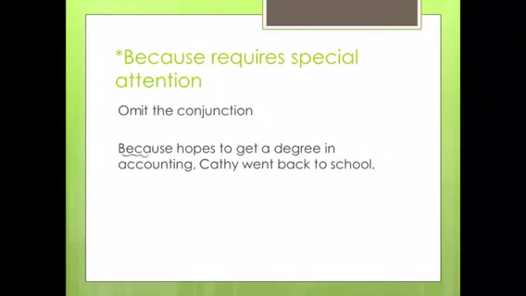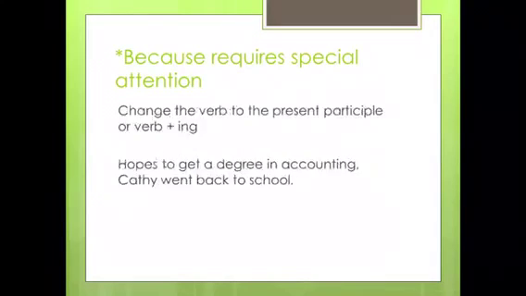Then I need to omit my subordinate conjunction. Right? Get rid of it. It's gone. Now that it's gone, I have my verb left. And just like an active voice sentence, I want to take that verb and I want to make it into the present participle, hoping. Now my sentence becomes, hoping to get a degree in accounting, Kathy went back to school.